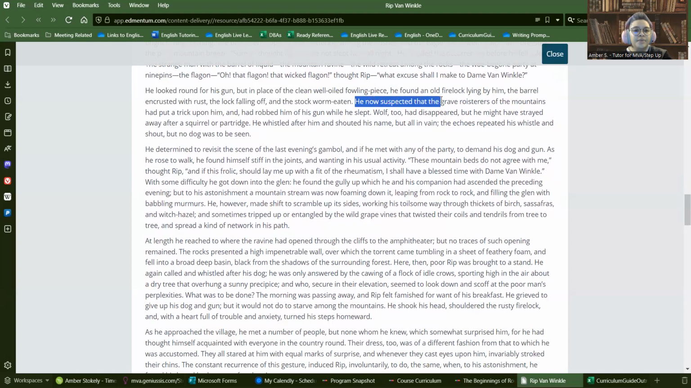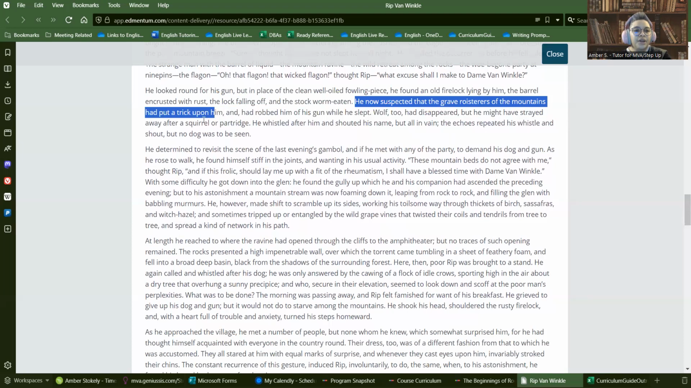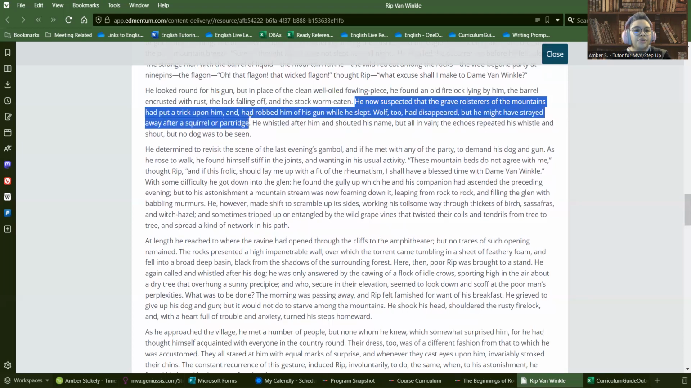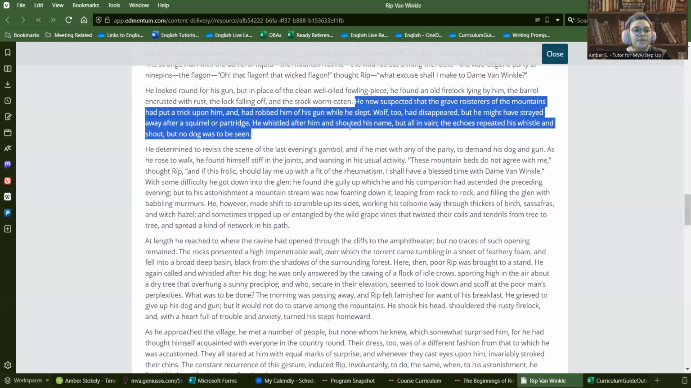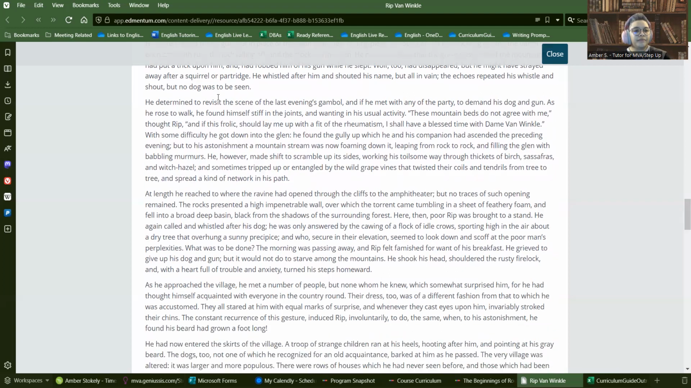It says he now suspected that the grave roisters of the mountains had put a trick upon him and had robbed him of his gun while he slept. Wolf too had disappeared, but he might have strayed away after a squirrel or a partridge. He whistled after him and shouted his name, but all in vain. The echoes repeated his whistle and shout, but no dog was to be seen. So things are already weird. He just woke up. He doesn't know where his gun is. They traded it for something really old and rusty. He can't find his dog, so he's like, dang, what is going on?